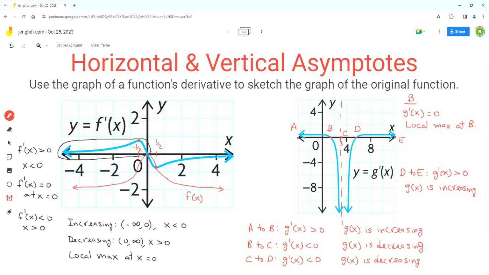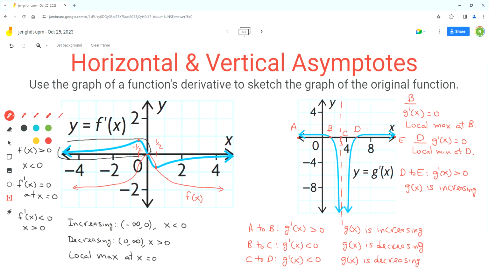Similarly, at point D, prime of g at x is equal to 0. That means the tangent to g at x is horizontal at point D, and at point D the function changes from being decreasing on the left side to increasing on its right side. So that means there is a local minimum at D. So now we can use all of this information to graph g at x.